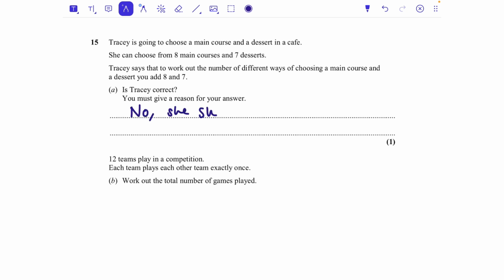She should have done 8 times 7, and that would be 56. I think there's a typo in the mark scheme because it says 8 times 9, but it definitely should be 8 times 7 that she does.